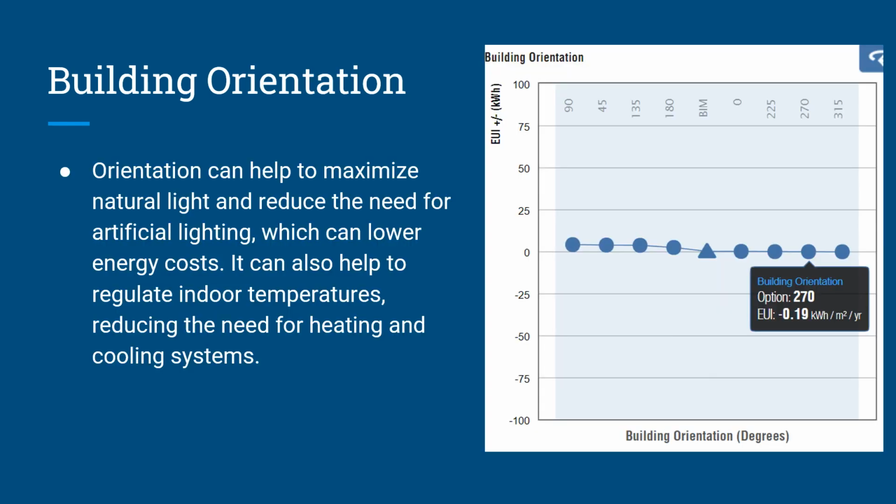My first implementation is the building orientation. Looking at the Insight of Autodesk, I saw that I could reduce the EUI by simply orientating my building. Currently from 90 degrees, if you rotate it to 315, you get minus some kWh. So that's the first implementation that I did.